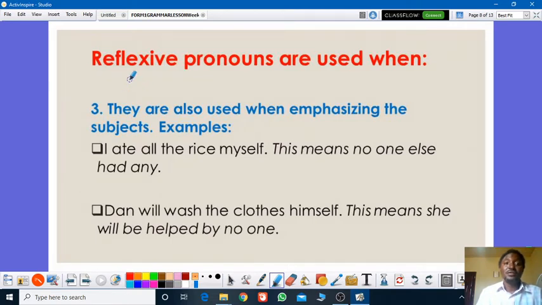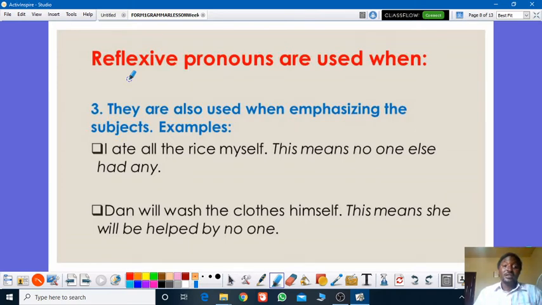Number three, reflexive pronouns are used when emphasizing the subjects, when you need to put more emphasis on the subject. Example one: I ate all the rice myself. This means no one else had any. So what does that mean? I am putting emphasis on myself. I ate it all so that nobody else could have any.